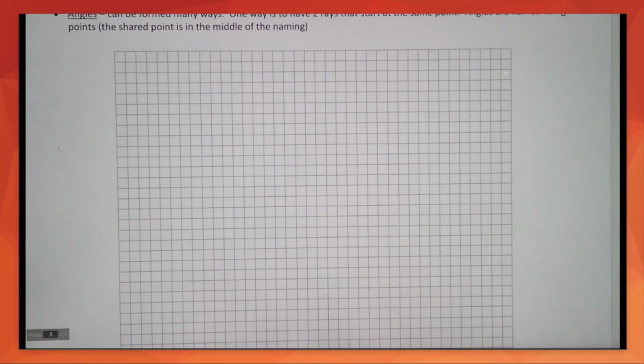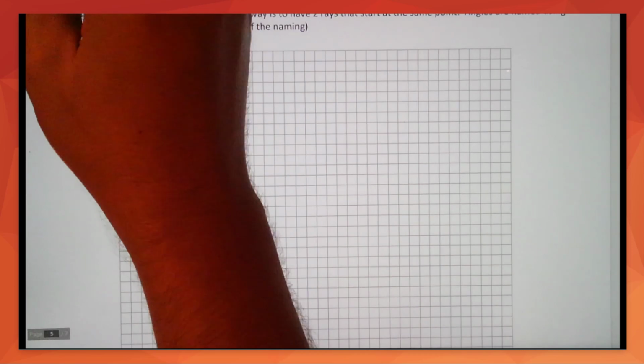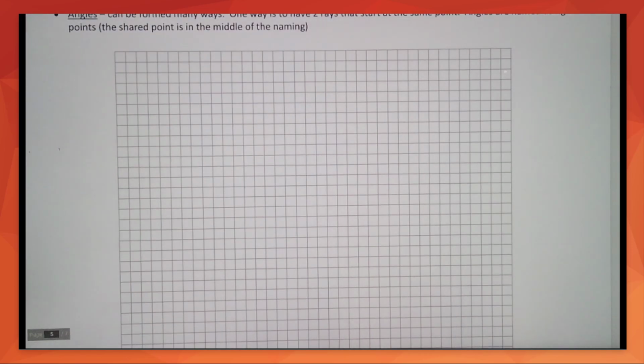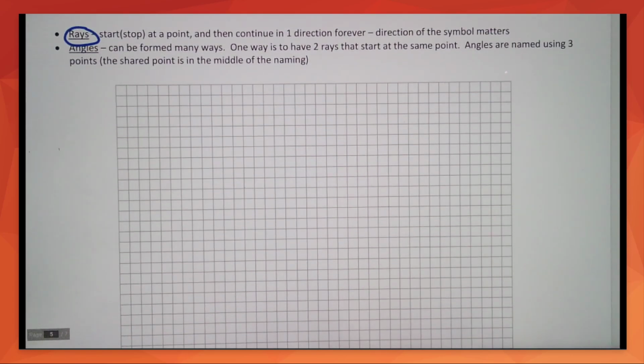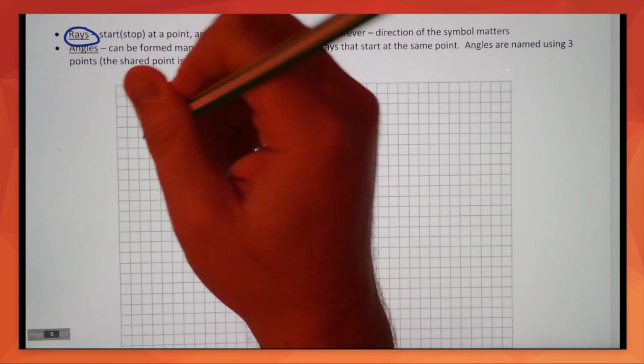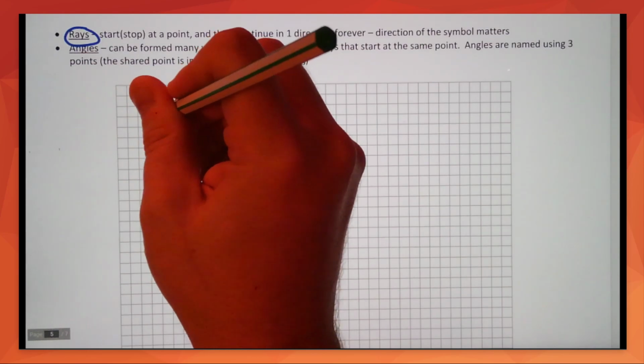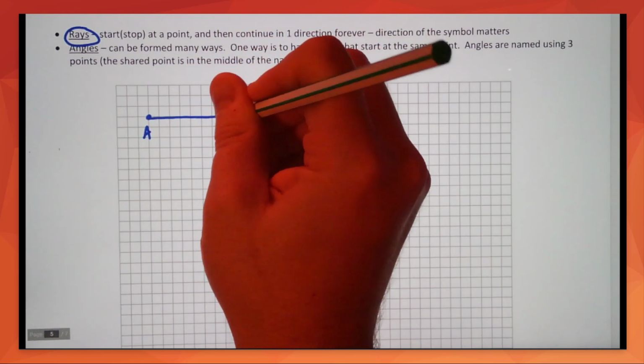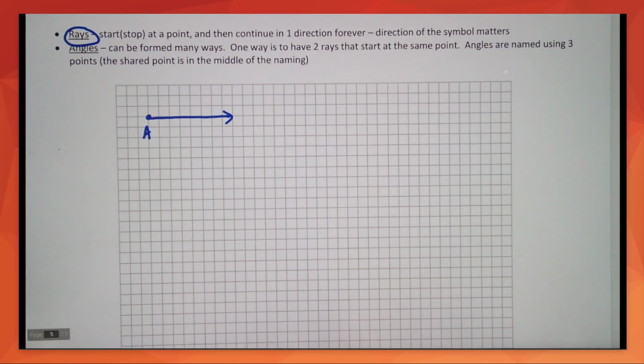The next part is about rays and angles. So a ray, R-A-Y, we're going to circle this in blue right here. A ray starts at a certain point, okay? And then it continues on only in one direction forever and ever. So a ray could be, let's say this is point A, and that goes this direction, and it has an arrow, and it goes on forever and ever. That is what a ray is.